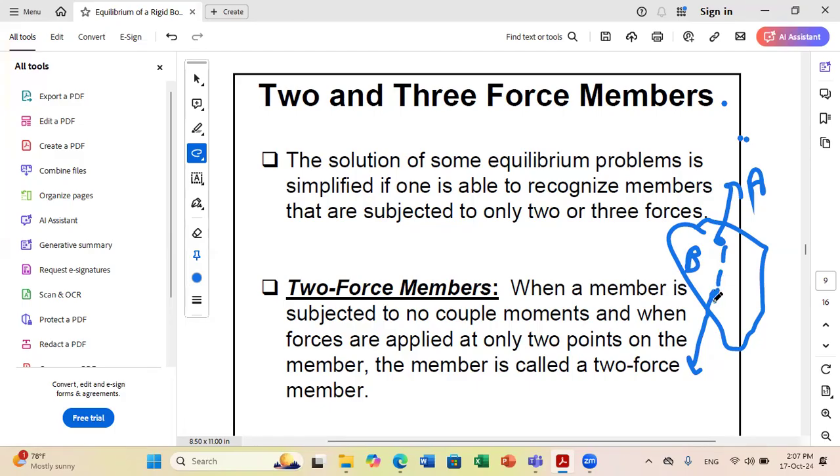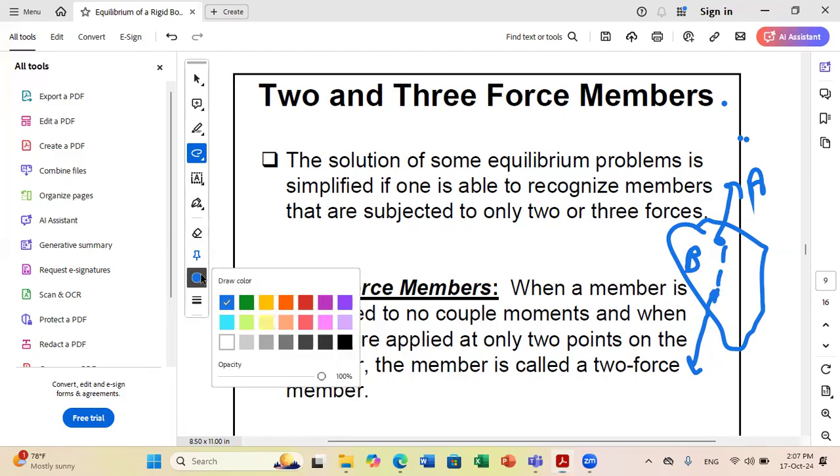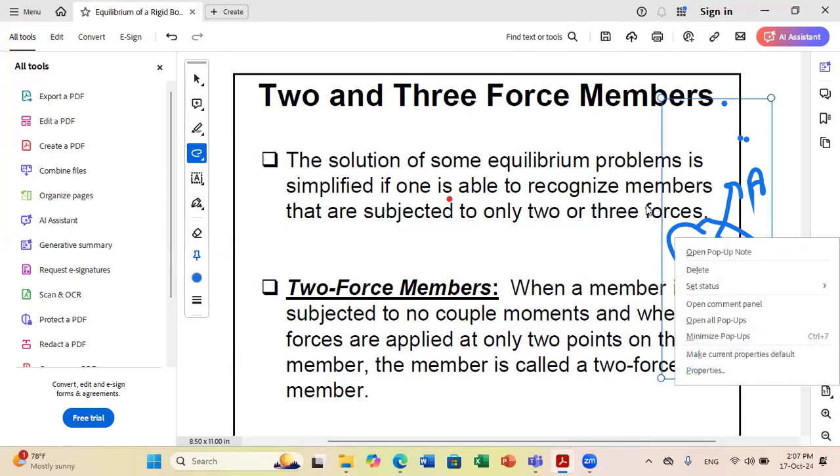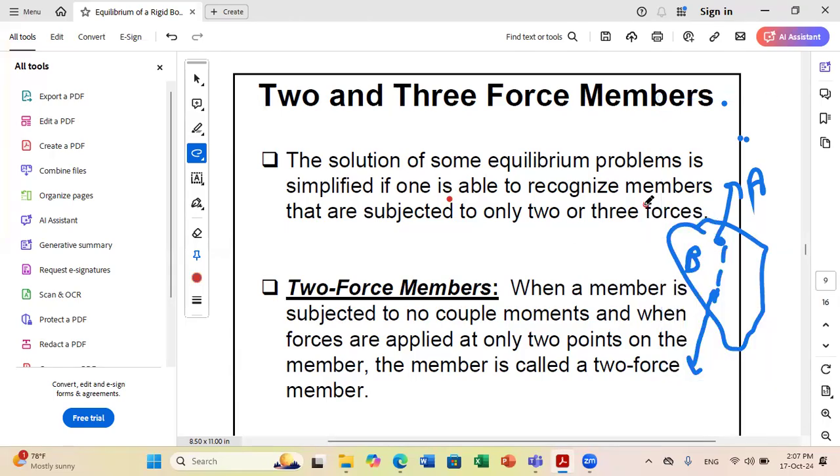Because look, let us take another scenario. If they are not along AB, what will happen? So I have two opposite forces. Of course, they should be opposite to cancel out. Sum of forces should be equal to 0. But if they are not along AB, they will create a couple moment. And if they create a couple moment, then there is no equilibrium because the sum of moments will not be 0.